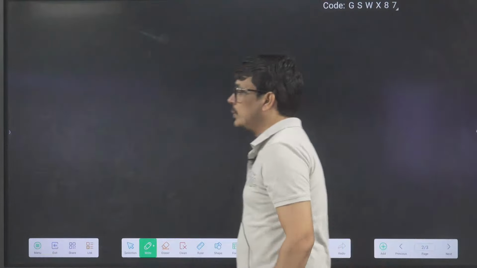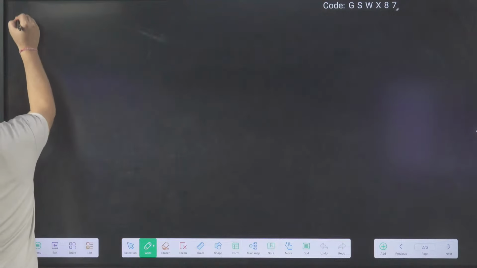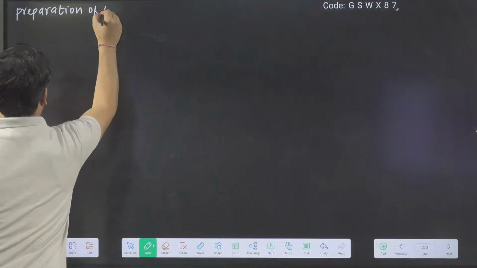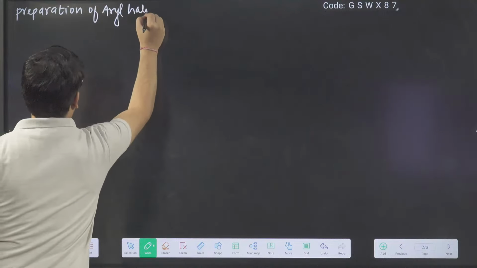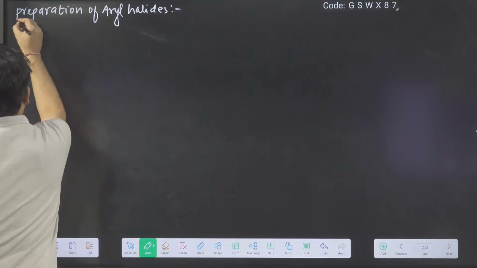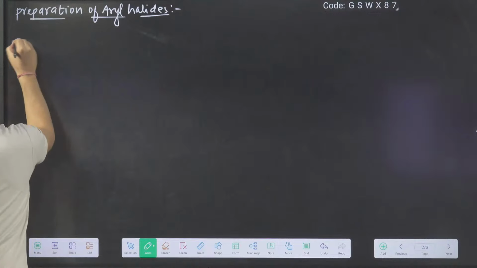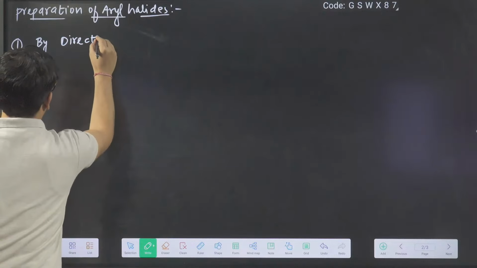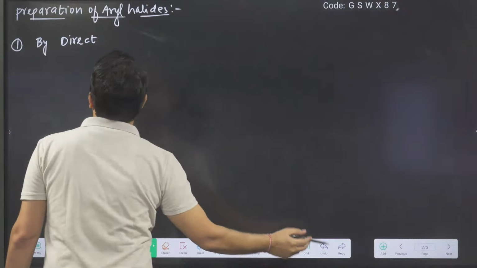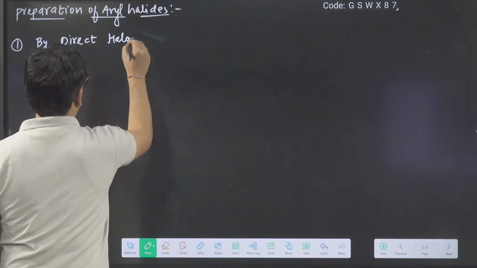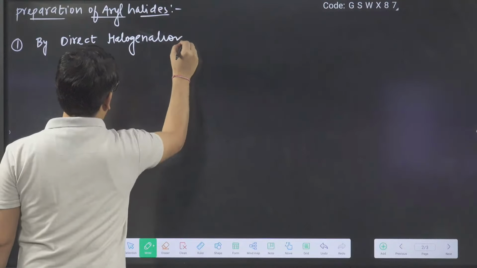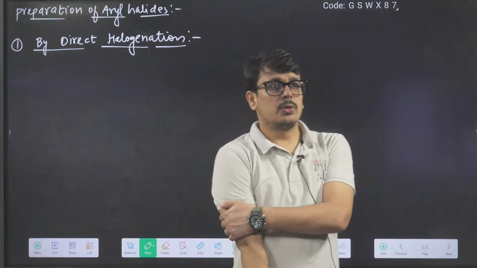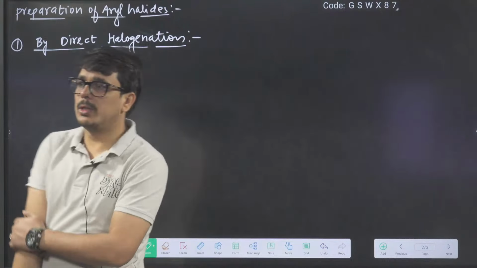Now second thing, preparation of aryl halides. First one, by direct halogenation. Direct halogenation means what?